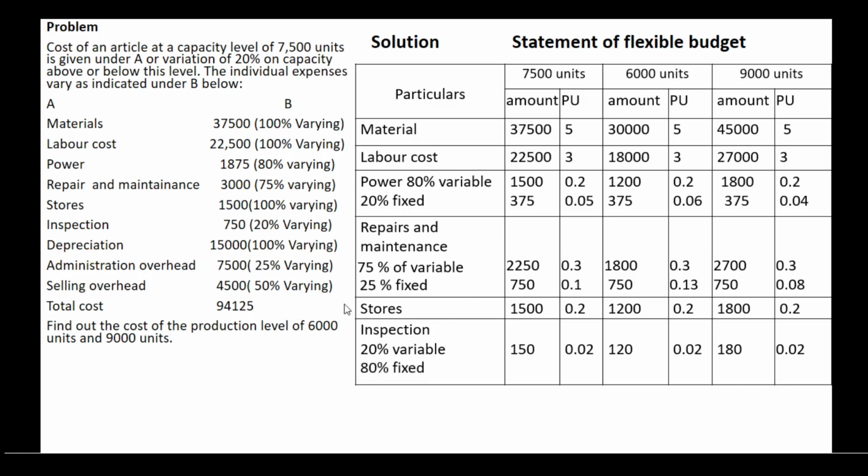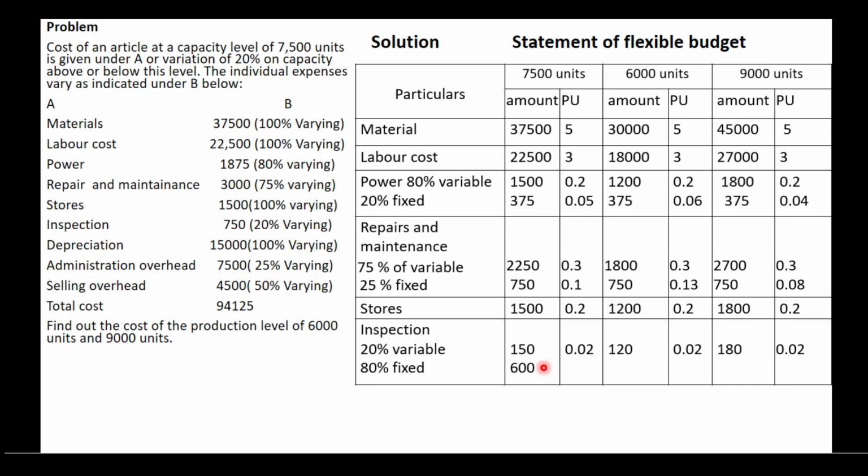Sorry, so 80% are fixed. Under the inspection, here we found out only the variable, that is 20% variable, but the remaining 80% are fixed. So 750 into 80 divided by 100, then the amount are 600.